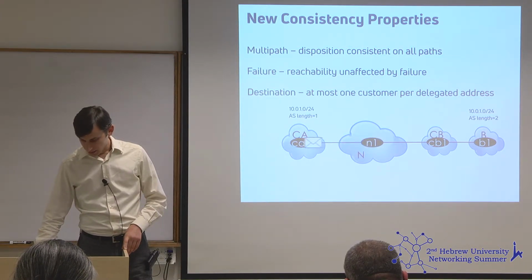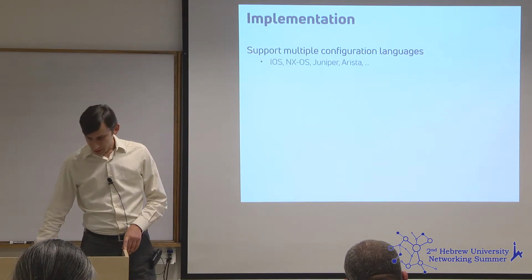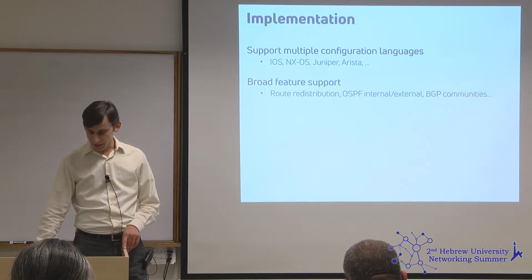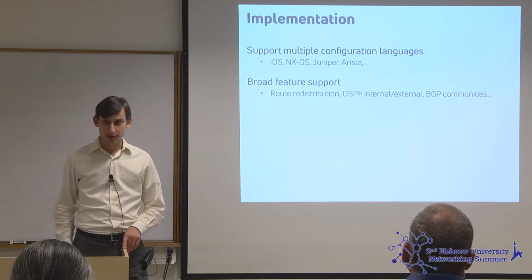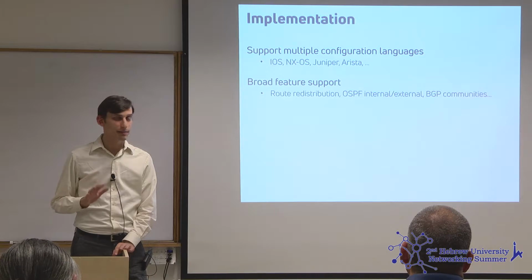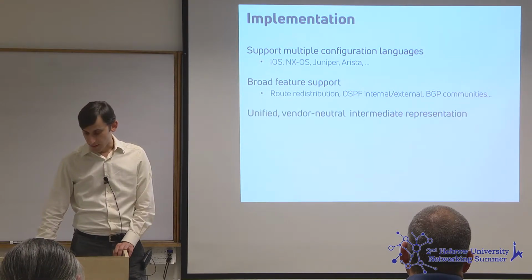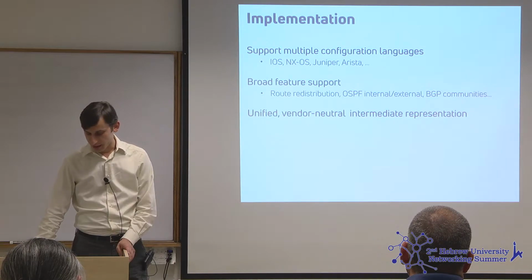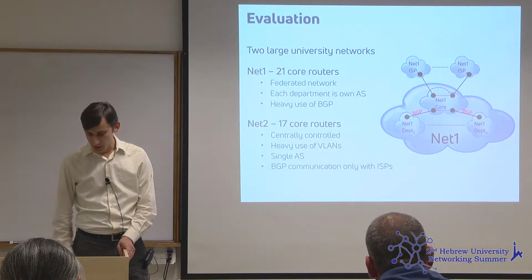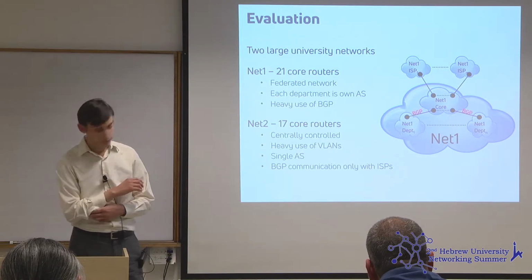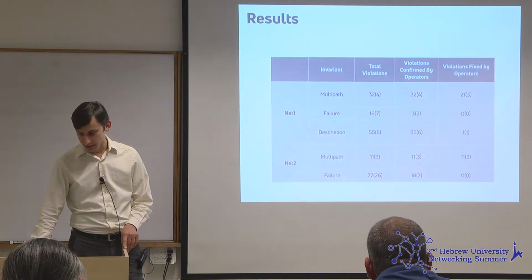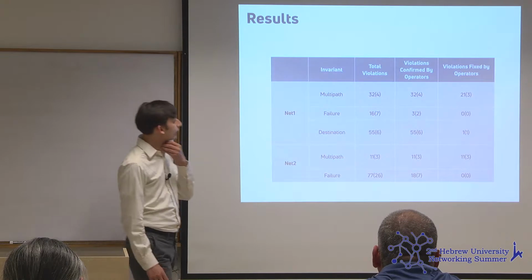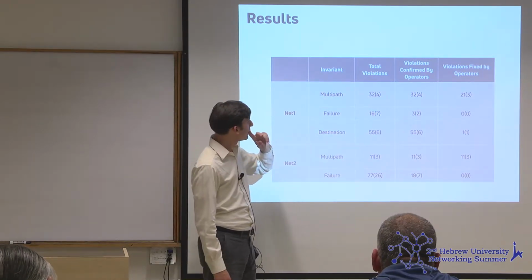Okay. So the implementation supports several different vendors, a number of different features of those vendors. This was a lot of work because of what we just discussed, to at least model even the basics of the differences and compile down to this intermediate representation. They evaluated on 2 university networks with 21 and 17 routers respectively with somewhat different designs. I'm not going to go into that too much, but they found a number of violations of the various properties. And I'll point out just a few things here.